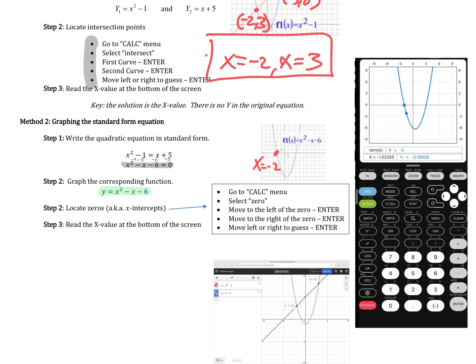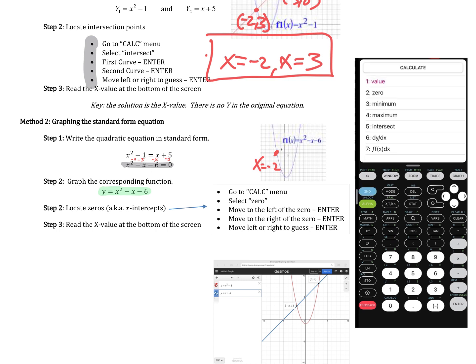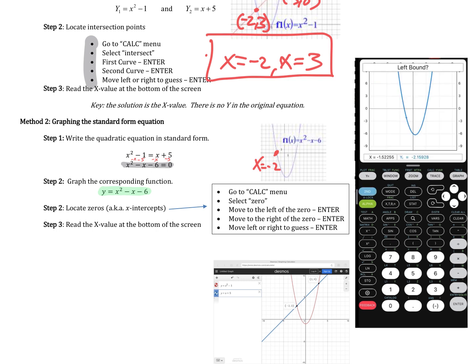We'll go to second calculate again, and go to zero. And we want to find the other zero, so we want to find this one, moving the cursor over somewhere to the left of that, hit enter, hit the right arrow, go to the right of it, hit enter, and we'll get our other zero. And so our other zero here is at x equals 3, and it tells us that right here at the bottom of the screen. So again, two solutions, same solutions we had before, x equals -2 or x equals 3.